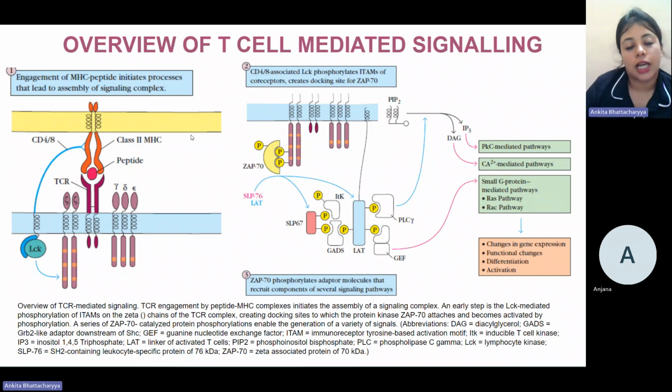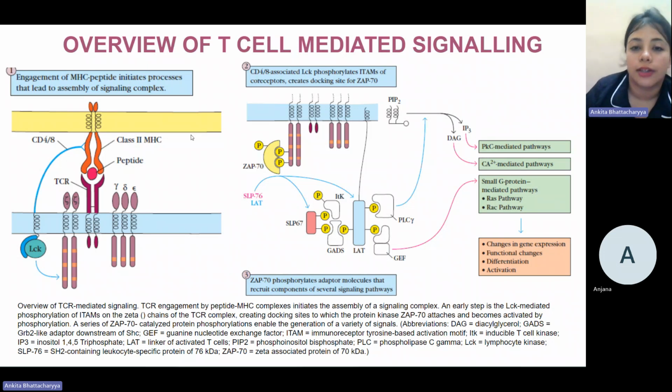Apart from that, you can also see gamma, delta, and epsilon subtypes, which are present in a different location. So a very early step is the LCK mediated phosphorylation of ITAMs on the zeta chains of the TCR complex, creating sites to which protein kinase ZAP70 attaches and becomes activated by phosphorylation.